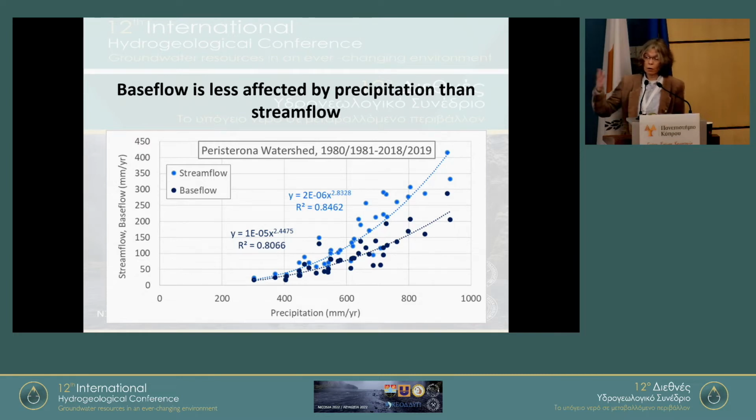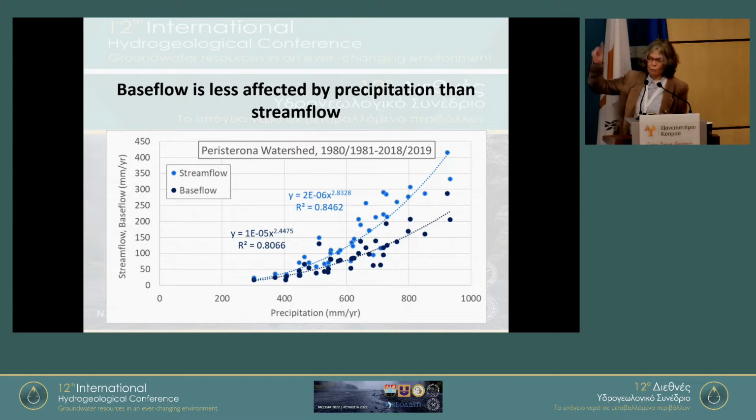This is on the northern foot slopes of the Troodos Mountains, coming all the way from Paputsa, 1,540 meters above sea level, to the streamflow station at 430 meters above sea level. On the x-axis, you see the annual precipitation over the watershed area from the hydrologic year 1980-81 to 2018-2019. On the y-axis, you see the stream flow and the base flow.